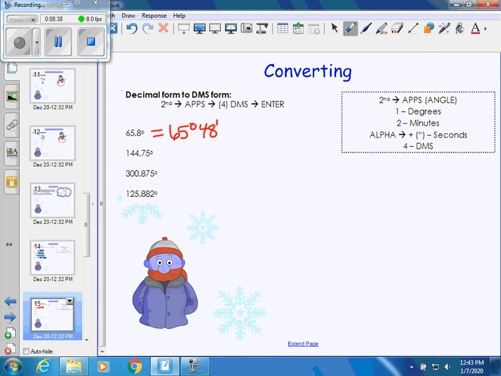So again, we're going to try it again. 144.75, second apps. Go down to DMS, hit enter. We're going to get 144 degrees, 45 minutes, and 0 seconds.